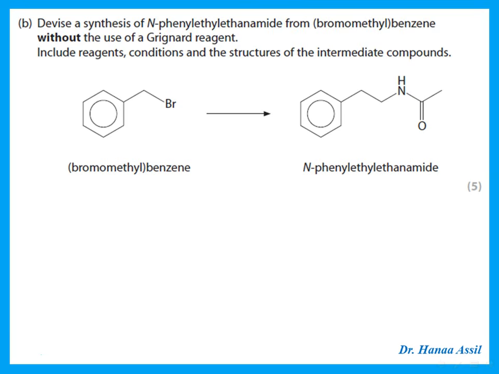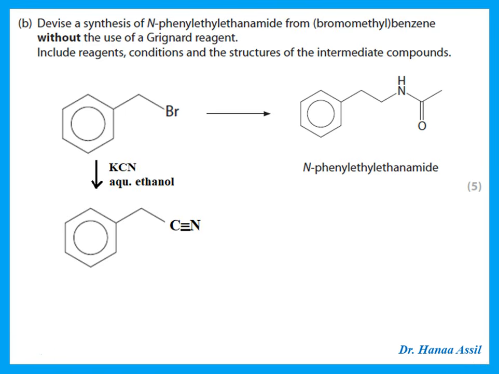Again, let's try this. He's trying to devise a synthesis of this final compound, N-phenylethyl ethanamide, starting from bromomethylbenzene. And he's specifying, please note the instructions, without the use of a Grignard reagent. So we're not going to use Grignard here. And I want to change bromomethylbenzene to that final compound. So what should we do?